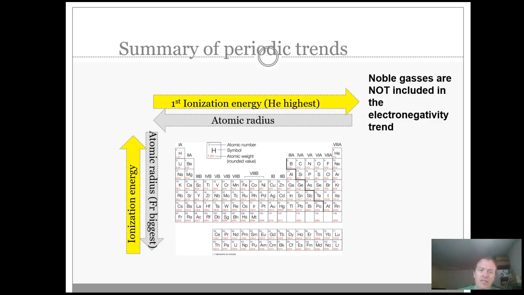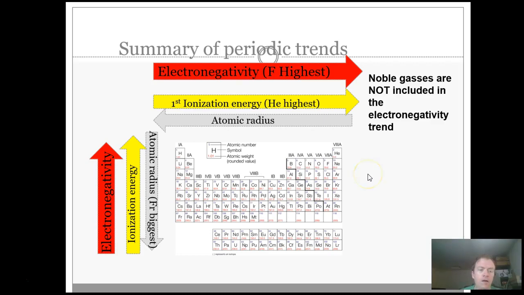Ionization energy goes up as we go up, and up as we go to the right. Again, that's the energy to remove an electron from an atom in the gas state, as we defined in the last video. So that makes helium have the very highest ionization energy.